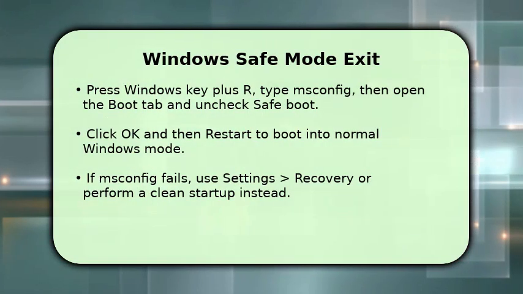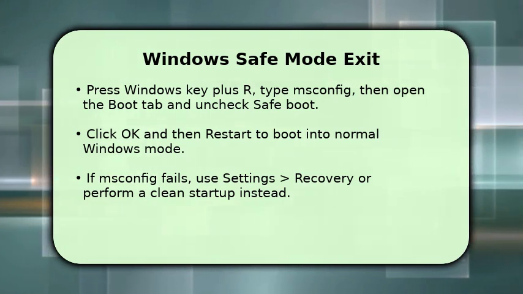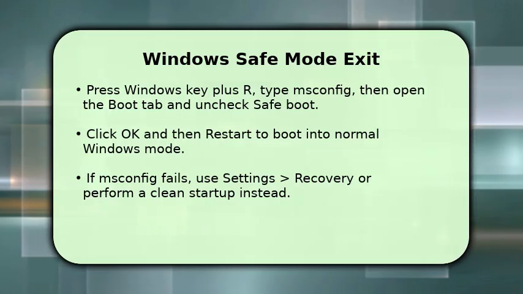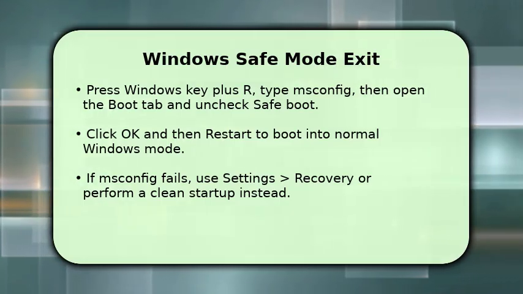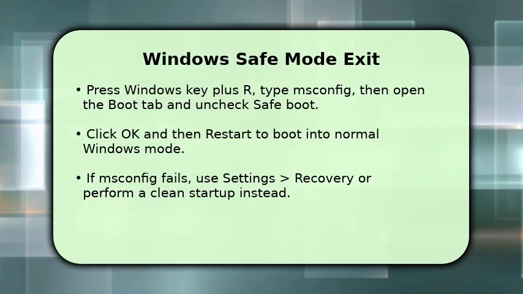On Windows, press Windows key plus R, type msconfig, and press Enter to open system configuration. Select the Boot tab and uncheck the Safe Boot box if it is selected. Click OK and choose Restart to boot into normal Windows mode.